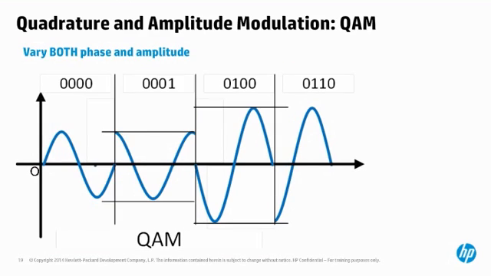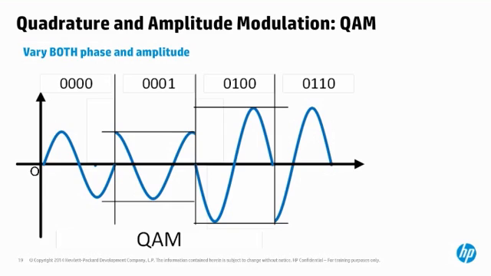Taking this even further, imagine that we vary two aspects of the wave, both phase and amplitude. We can again double the amount of binary data encoded in a given time slot. Low amplitude in phase can represent a binary 0000. Low amplitude 90-degree shift equals 0001. Higher amplitude with a 180-degree shift can equal 0100, and so on.